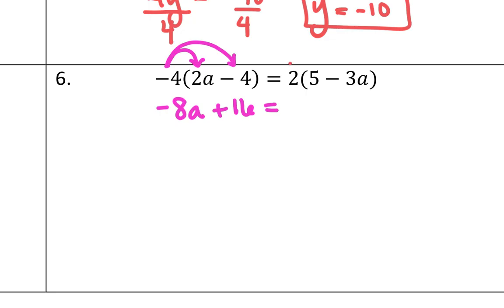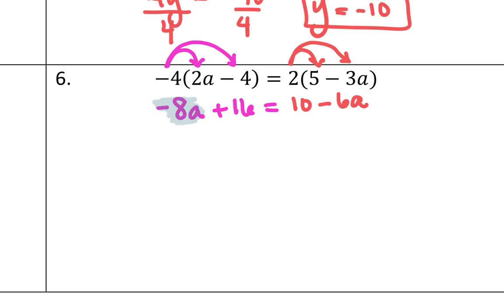All right, now we'll do the 2. Ready? 2 times 5 is 10. 2 times negative 3 is negative 6. Make sure you carry the a. Make sure that if it has a letter, that letter goes with it, okay?